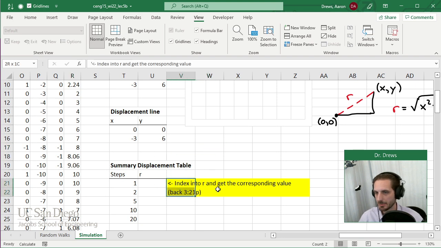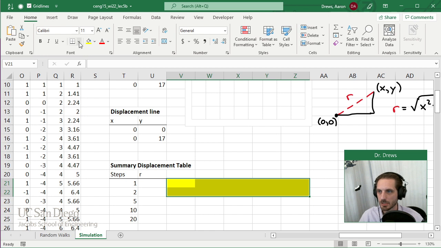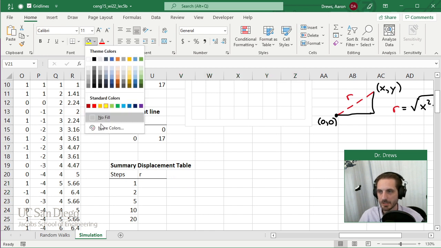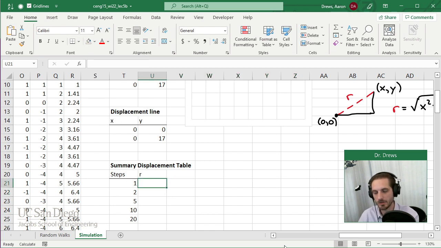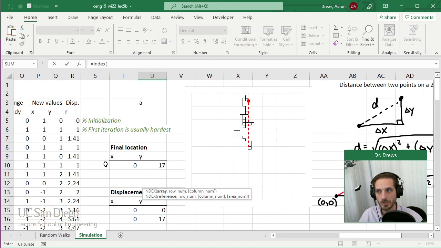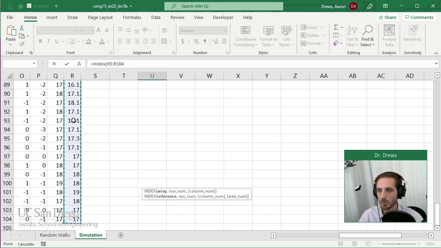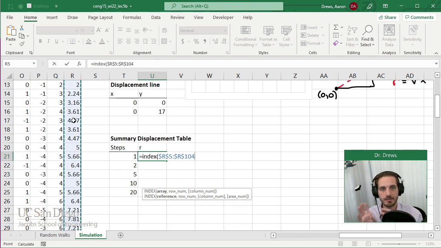All right, we're back. It's about 3:21 now. So let's use an index function to get into those cells and figure out what the corresponding value of r is. So we start off with index, and then we provide the vector that we're interested in indexing into, which in this case is r. We're going to lock that cell reference, so we add the dollar signs on there, because as I drag this formula down, I always want to be indexing into the same vector r.